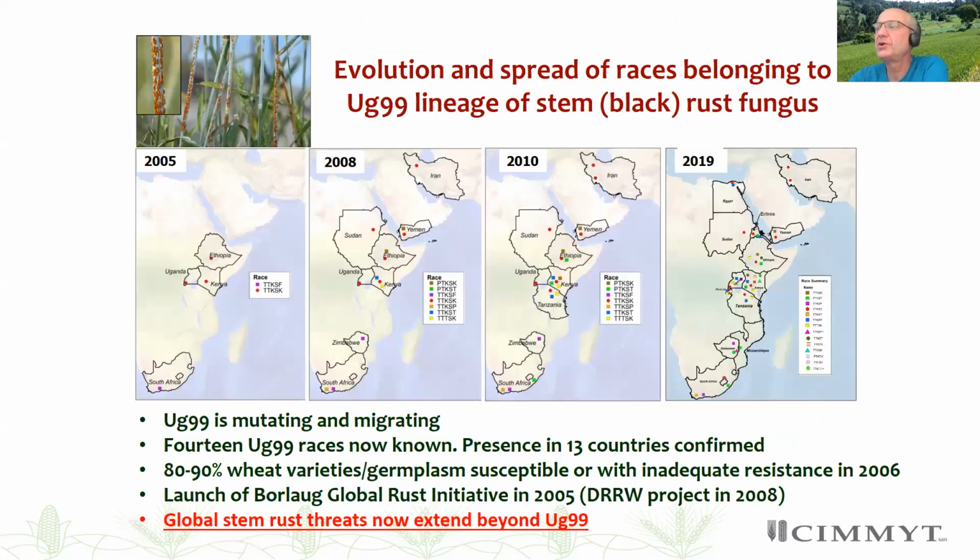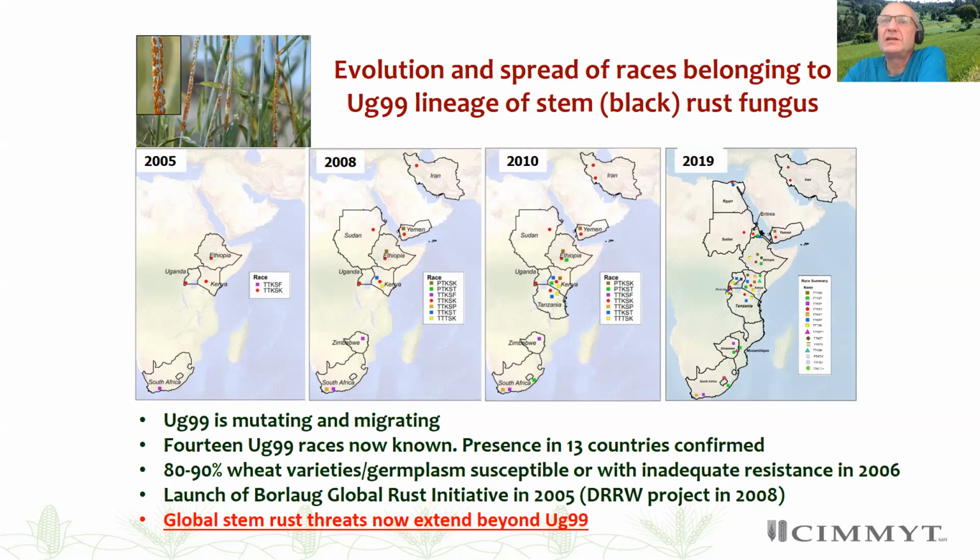Thanks to the efforts from those labs, we've been able to track the pathogen. The example here is for UG99. This is what's happened over time with the monitoring. We're now looking at a situation where we've got 14 confirmed races, spread across 13 countries. So the pathogen has managed to acquire increased virulence over time, and it has also spread over large distances.